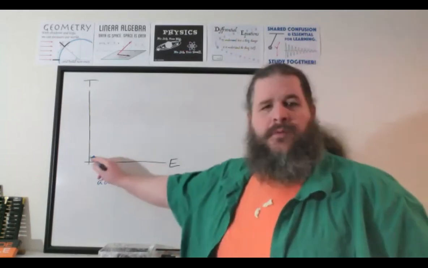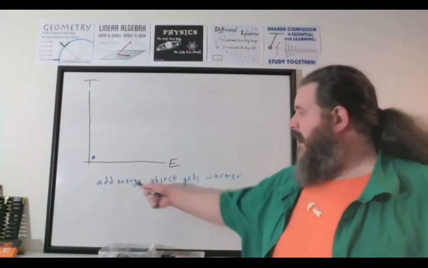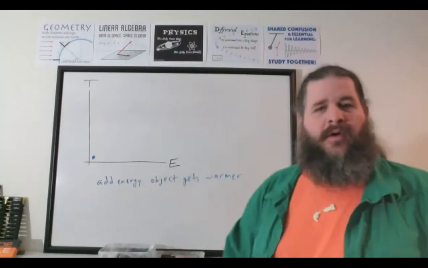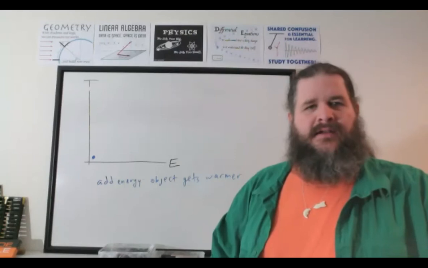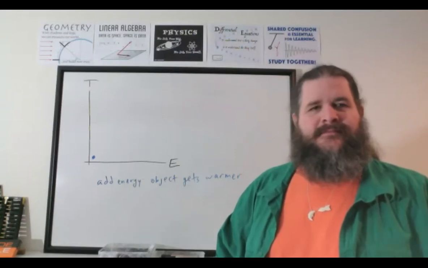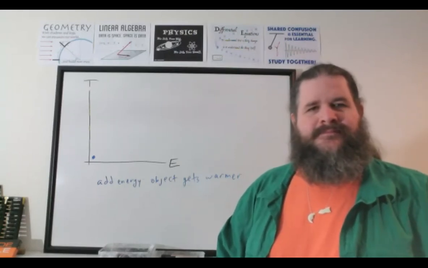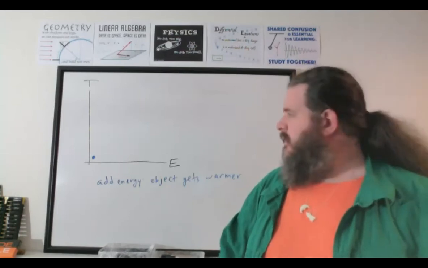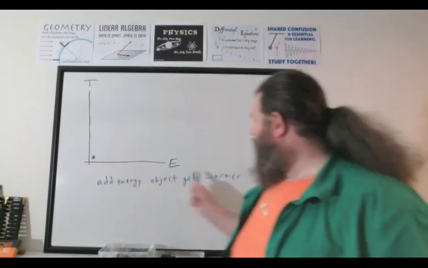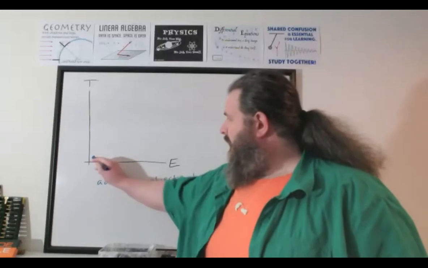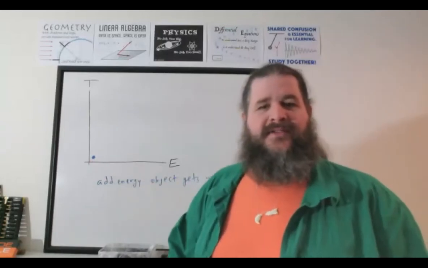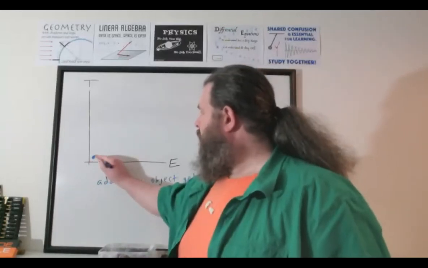Which means which direction would we go on the graph? If we're adding energy and the object is getting warmer, what's that going to look like on the graph? It's going to go up, because we're increasing the temperature. And also to the right because we're adding energy. So yes, that would be a positive slope.